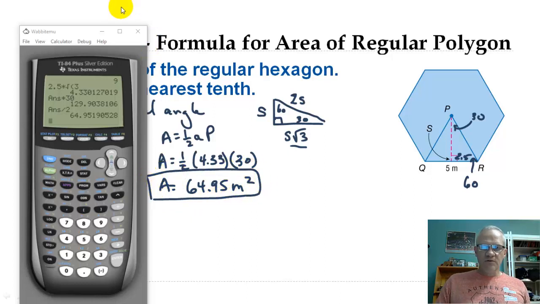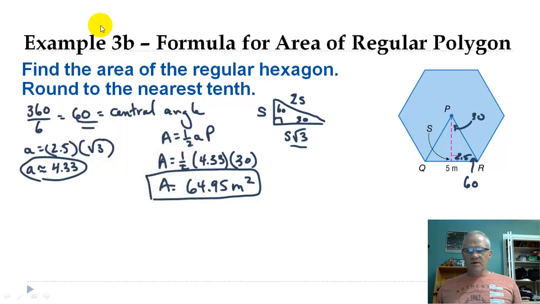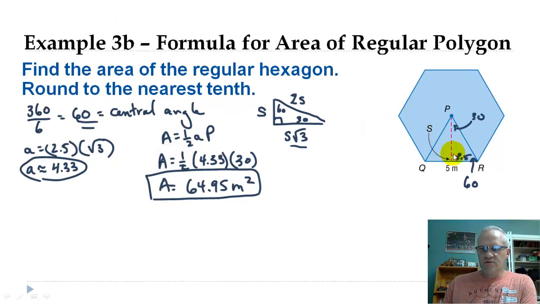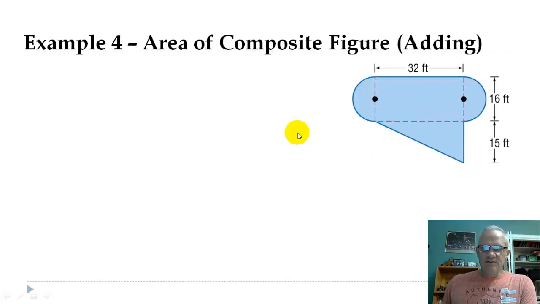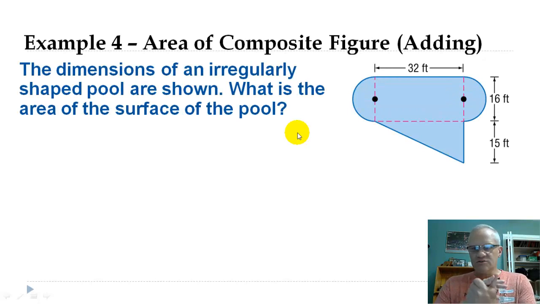So that's a little bit more complicated, but that is something that you can do. If you're missing some piece of information, think about that. You might be able to get a 30, 60, 90 triangle, or you might be able to get a 45, 45, 90 triangle and use our pattern here. All right, lastly, we're going to talk about composite figures.